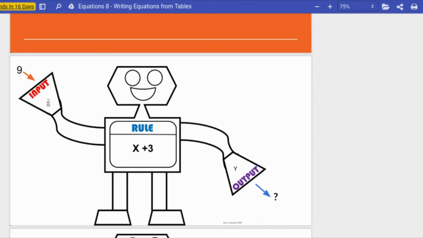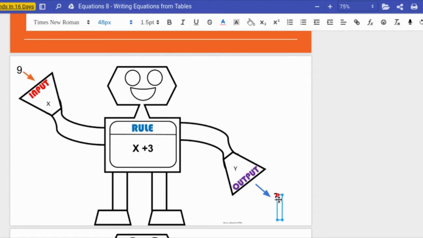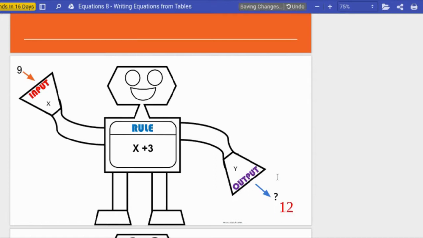So if I put 9 in and call it X and substitute X with 9, I get 9 plus 3 is 12. And I am going to put my output over here. So my Y would be 12. When X is 9 and I have X plus 3, Y is 12.